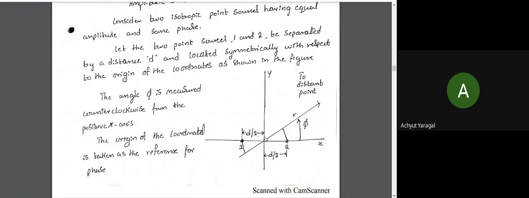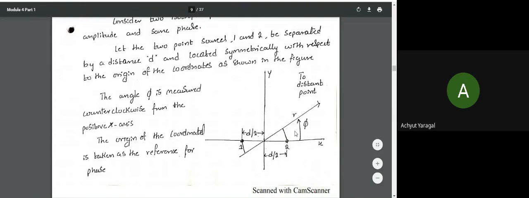Now phi is the angle measured counterclockwise. Counterclockwise is like this, clockwise is like this. Clockwise is moving towards the right direction, and counterclockwise is moving towards the left direction. So the phi angle is measured from the positive x-axis. And one more thing: the origin will be taken as the reference for the phase.